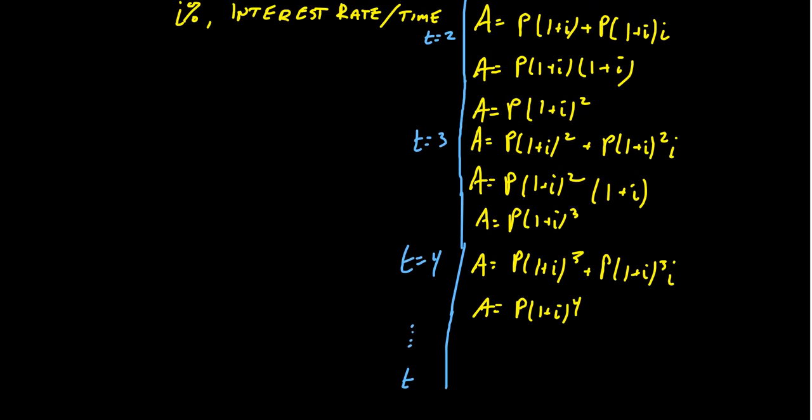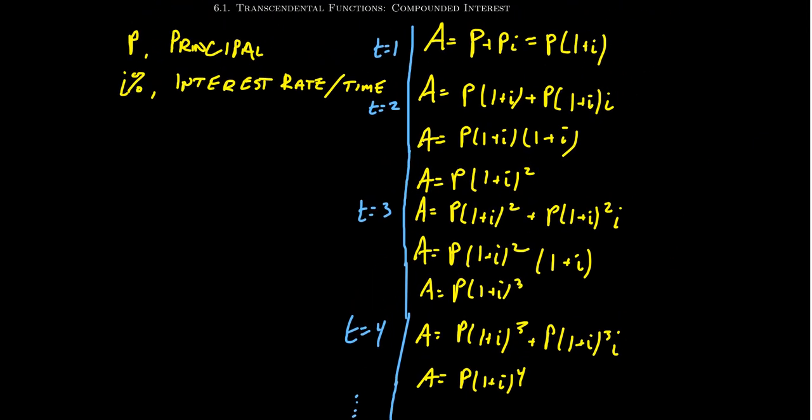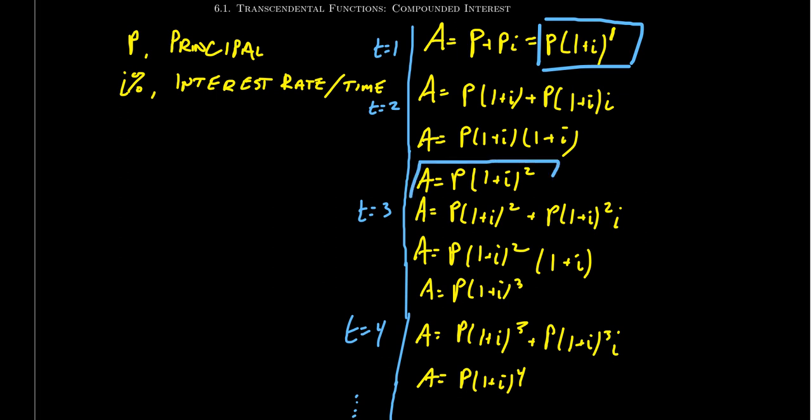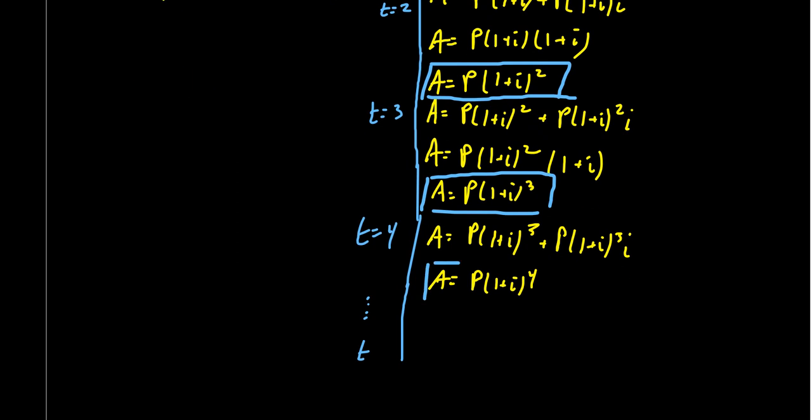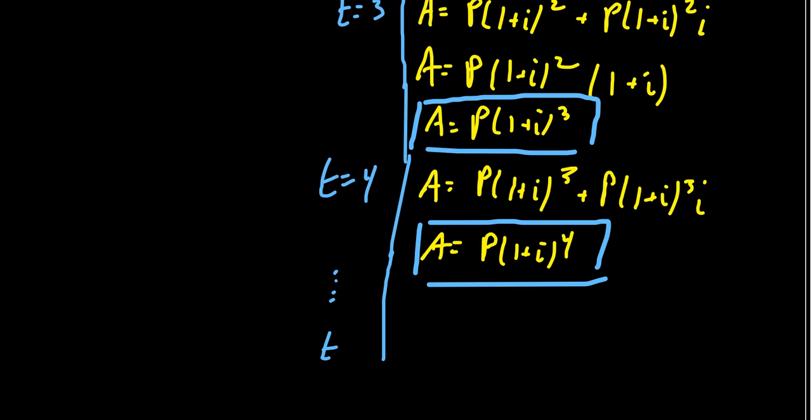Well, looking at our pattern we've seen so far, notice we see the following. The amount is equal to P times 1 plus I, and I'm going to write this to the first power. T squared is going to give us this one right here, and what am I talking about? T equals 2, you'll get A equals P times 1 plus I squared. When T equals 3, you get A equals P times 1 plus I cubed. For the fourth time, you're going to get A equals P times 1 plus I to the fourth. This seems to suggest where we're going here. If we don't specify the time unit, it looks like the amount is going to equal P times 1 plus I to the T-th power. So whatever T turns out to be, you're just going to take an exponent with that.